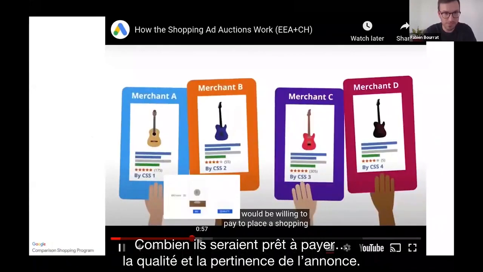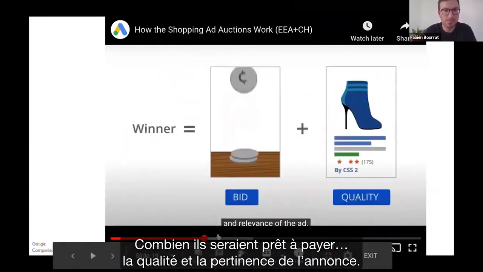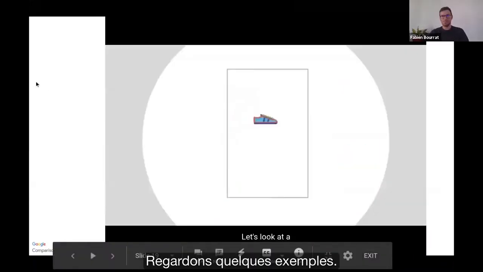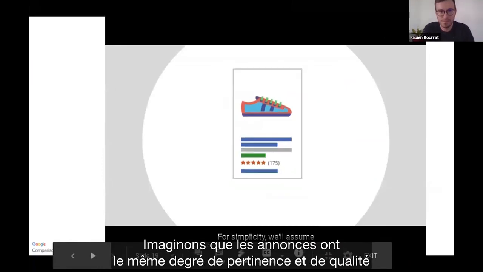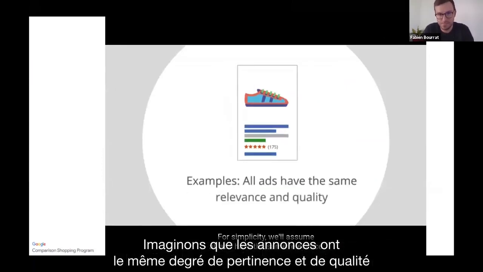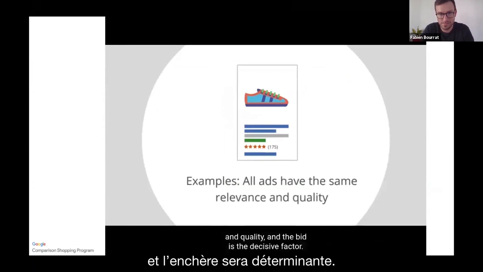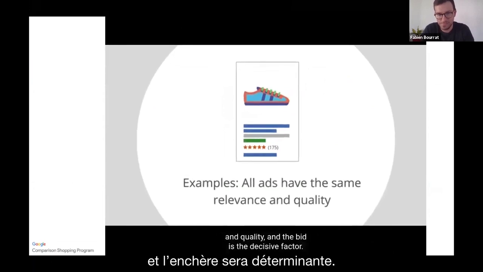How much they would be willing to pay, quality and relevance of the ad. Let's look at a couple of examples. For simplicity, we will assume all ads have the same relevance and quality, and the bid is the decisive factor.